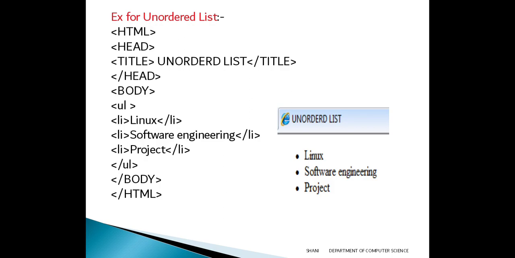Okay, then end with the body tag and the HTML tag. So here in the unordered list, you can see the output, the subject names Linux, software engineering and project, which by default has taken the circle bullet. Okay, this is about the list. So I need everyone to take note of this example, one of the important concepts which will be asked for 5 marks: What is a list, and explain the different types of lists. Thank you.